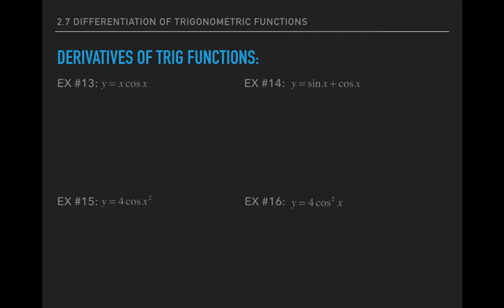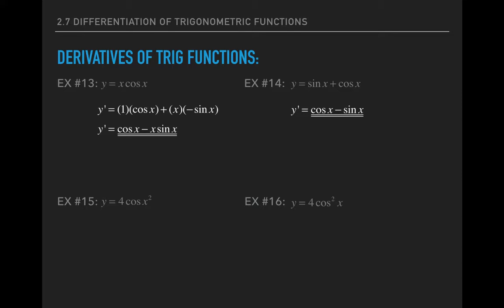We have x times cosine x. So this is going to be a product rule. And we're also going to be taking the derivative of cosine, which is negative sine. So derivative of the first times the second plus the first times the derivative of the second. That's how I read it. So derivative of the first, x, is just 1, times cosine x, plus the first times the derivative of the second, which is negative sine x, which will give us cosine x minus x times sine x.